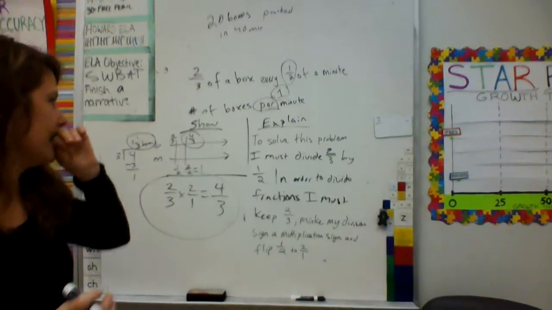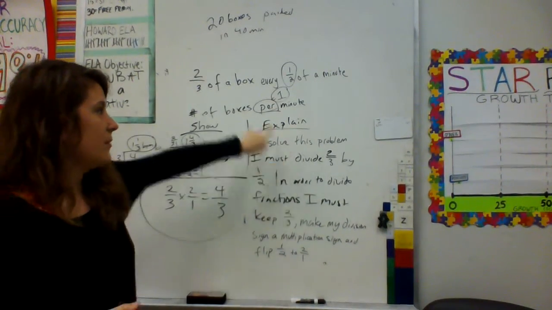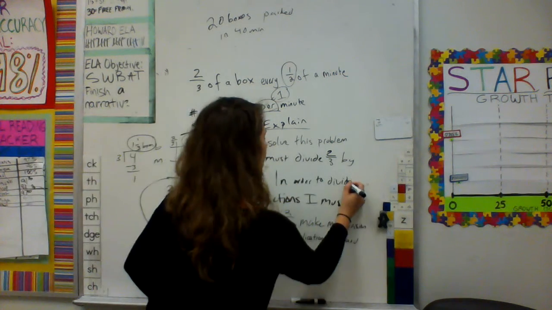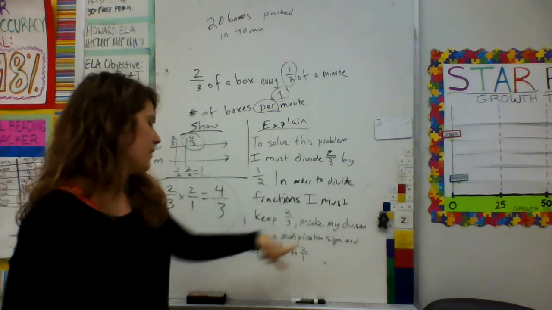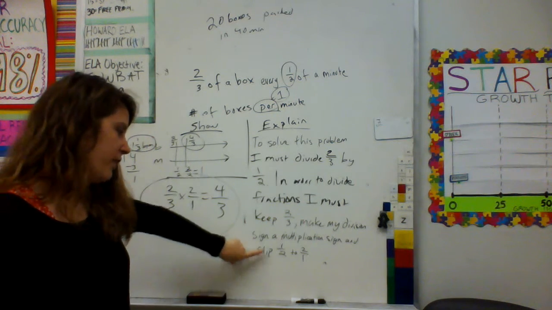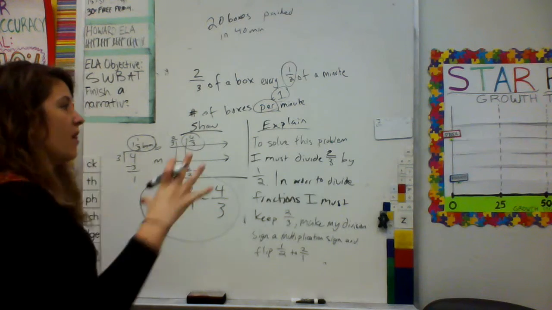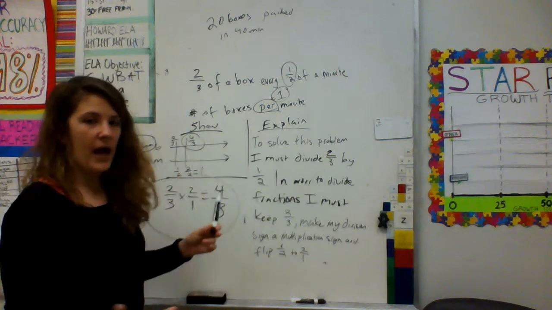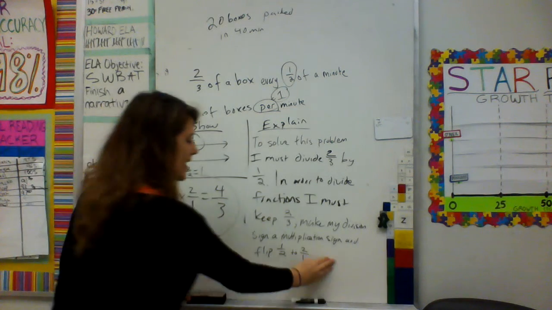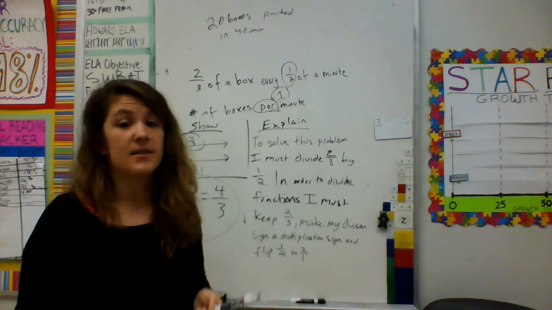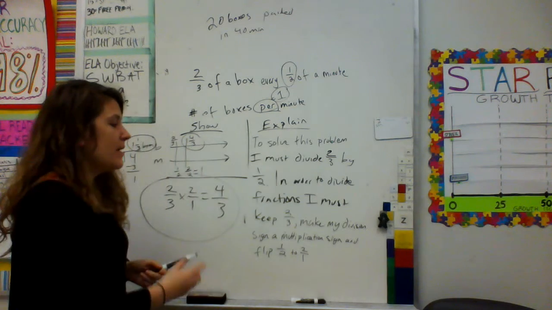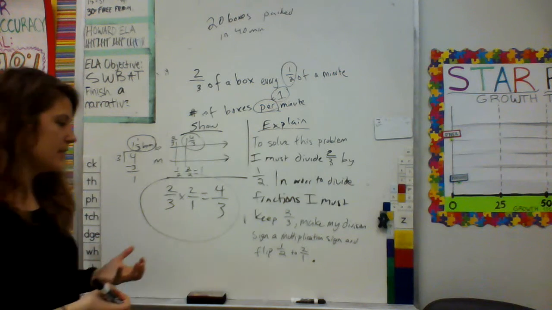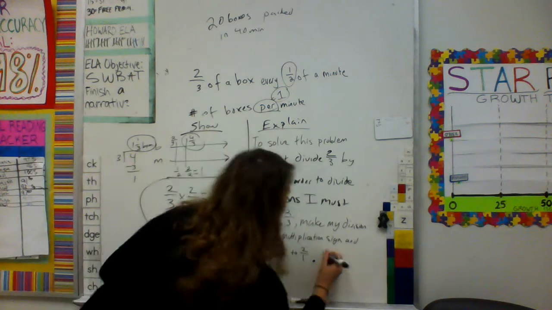I'm just going to restate what I said. To solve this problem, I must divide, because I'm looking for per one. So I must divide 2/3 by 1/2. In order to divide fractions, I must keep 2/3, make my division sign a multiplication sign, and flip 1/2 to 2/1. This explanation says what I did. I'm missing why. I need a statement that says, I did this because. If we think about this as division, I think it makes it easier to say why we did this.